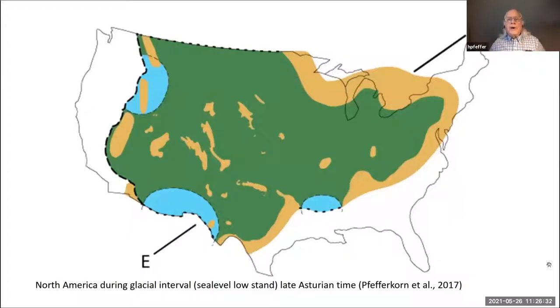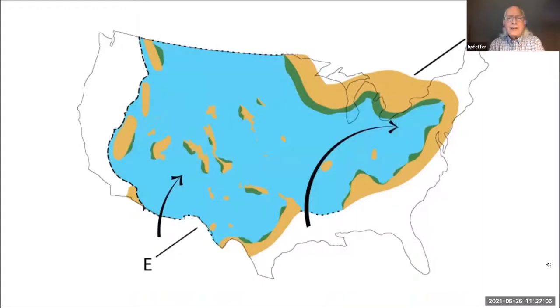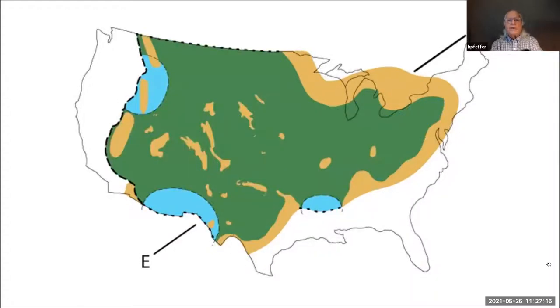At the same time, this was the interval, late Asturian time, where quite a bit of the continent was covered with vegetation, green here, while the ocean was still on the margin. But within eccentricity cycles, probably the 125,000 year cycle, the ocean came in, plants survived only in refugia, shown in green here. And then the ocean went out again and the plant communities came back.